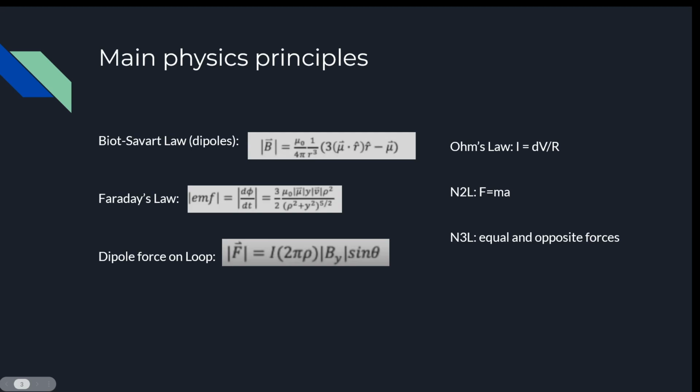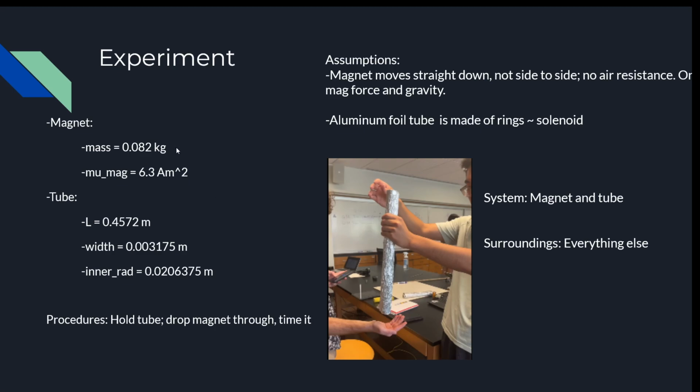So the main physics principles in this are the Biot-Savart law for dipoles to calculate the magnetic field of a dipole anywhere in space, Faraday's law to calculate the EMF created on a loop by moving a dipole in space, the dipole force on a loop, Ohm's law to calculate the current from potential difference in resistance, and Newton's second law to calculate gravitational force, and Newton's third law to calculate the reciprocal force.